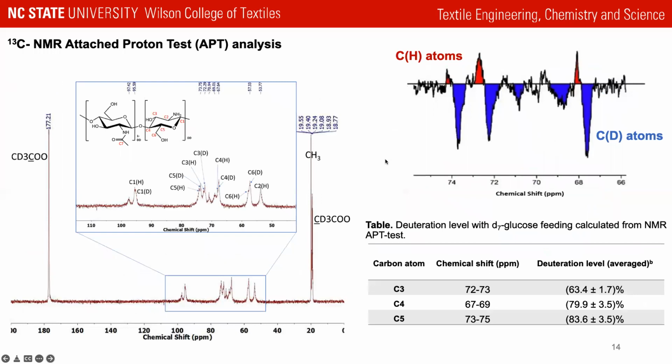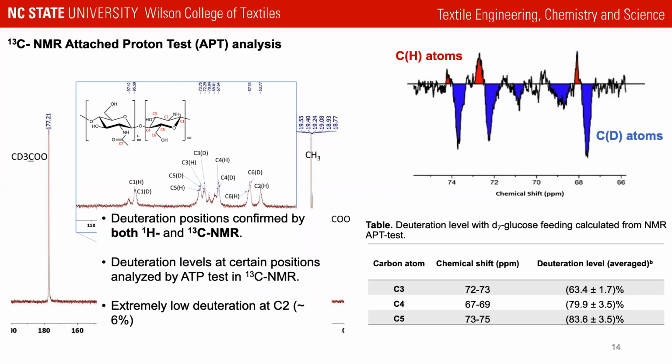In order to separate the signals from C3, C4, and C5, a carbon-13 attached proton test, an APT NMR study, was conducted on the D chitosan sample. C3, C4, and C5 are all tertiary carbon atoms before deuteration. Therefore, their peaks can be integrated and separated from the CH to CD in the APT experiments. The carbon with deuterium gives negative signals, while the carbon with hydrogen gives positive peaks. Integration of these carbon peaks gives the deuteration level on C3, C4, and C5, which are highly deuterated. This is consistent with the pathway proposed in chitosan formation with glucose feeding.